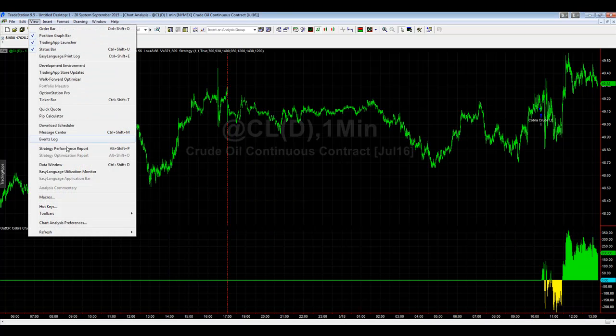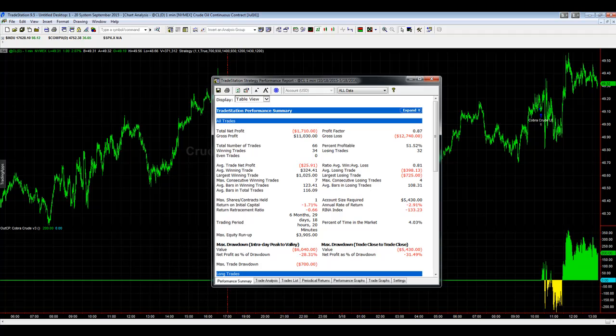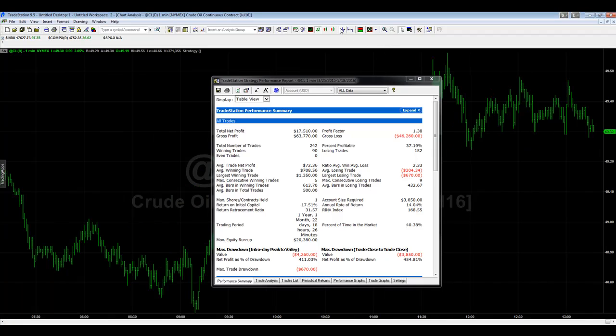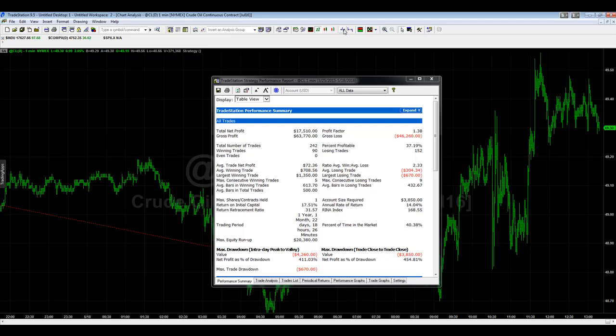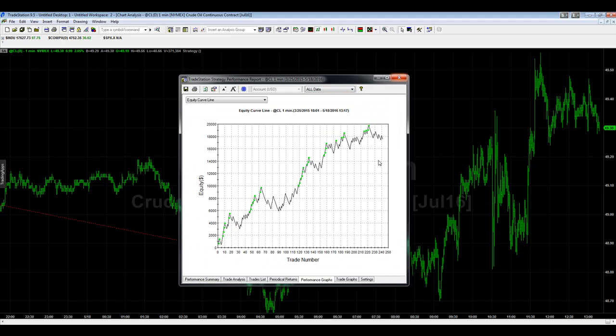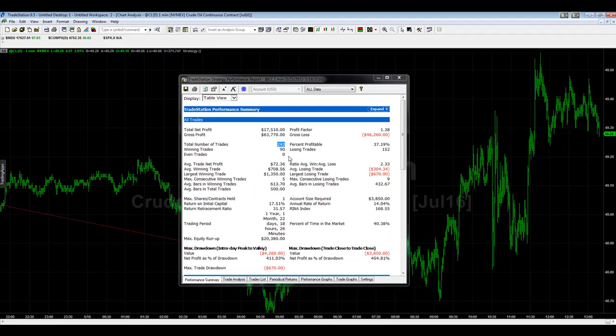So let's look at the performance summary for this. It's actually right here. Here's the recent performance summary for end of day crude oil, and you see a pretty nice equity curve. It's pulled back a little bit here, kind of like it has here. So it might be a good time to start trading this. 72.36 per trade, 242 trades. Largest winning trade is 1350, and the largest losing trade is 670, which means it's held trades overnight.